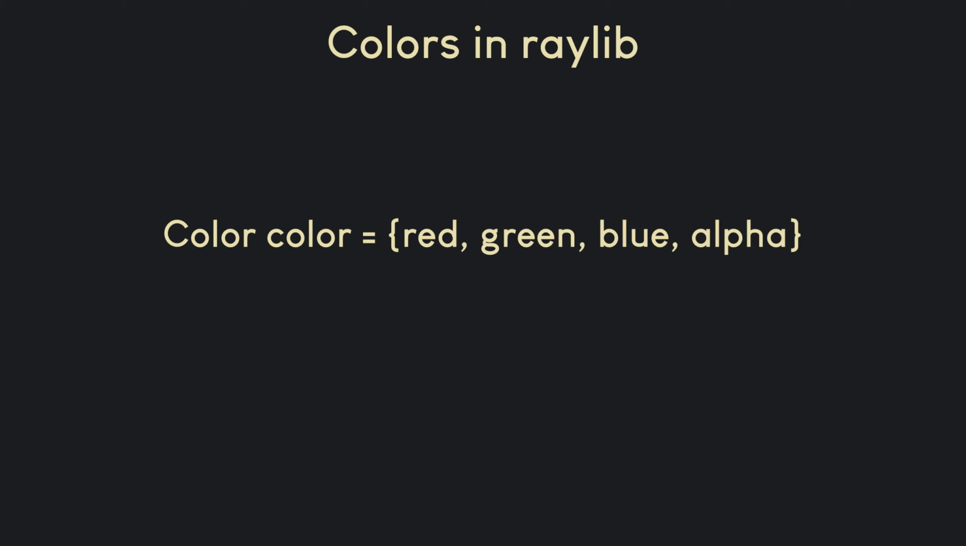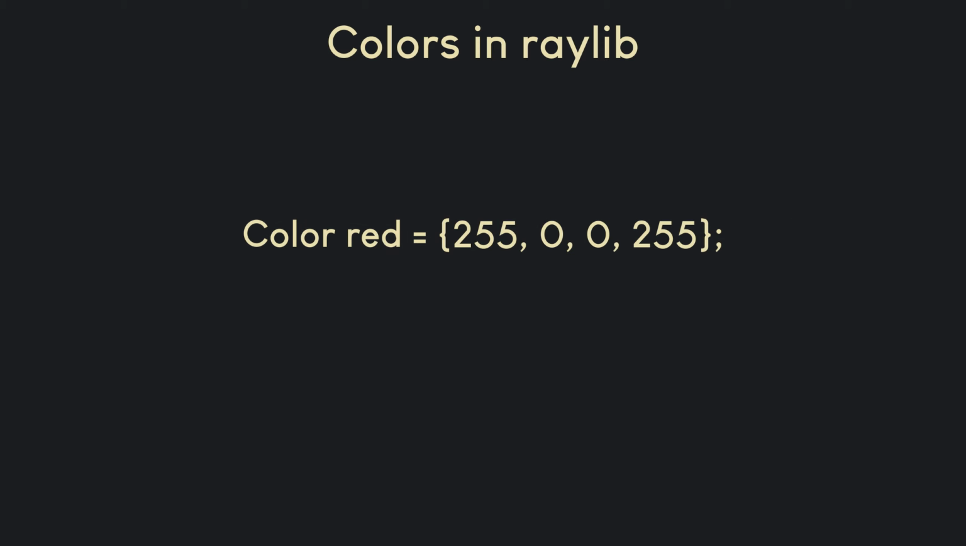For example, to create a red color, we will create a Color struct with the following values. Color red equals curly brackets 255, 0, 0, 255. The first 3 values represent the red, green, and blue components respectively, while the 4th value represents the alpha component, or the transparency of the color. In this case, the alpha value is set to 255, which means the color is completely opaque.